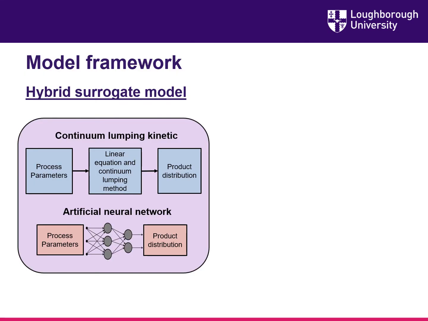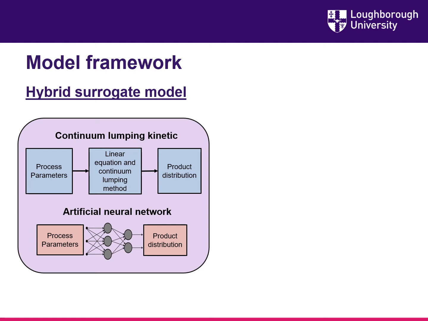Now I'm going to talk about the model development. So in this project, the model framework is divided into two parts. There are hybrid surrogate model and the optimization model. So here, our hybrid model is developed from the integration of continuum lumping kinetics and the artificial neural network. And the continuum lumping kinetics describes the kinetics behavior of the lump with similar chemical properties such as boiling point and the carbon number.